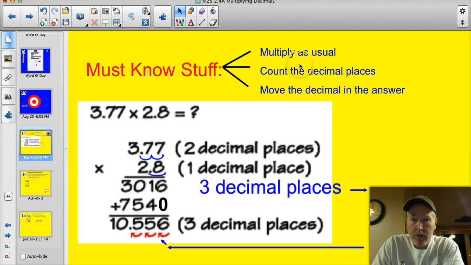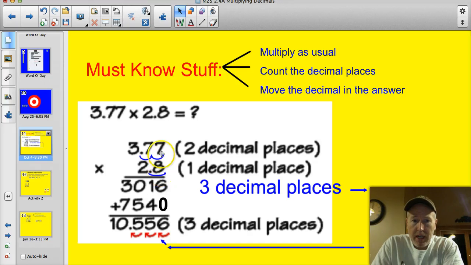We're going to multiply as usual, then count the decimal places on top in the problem, and then move the decimal in the answer that same number of places. Here's a quick example from the book. 3.77 times 2.8. I set my problem up 3.77 times 2.8, and then I multiplied away.